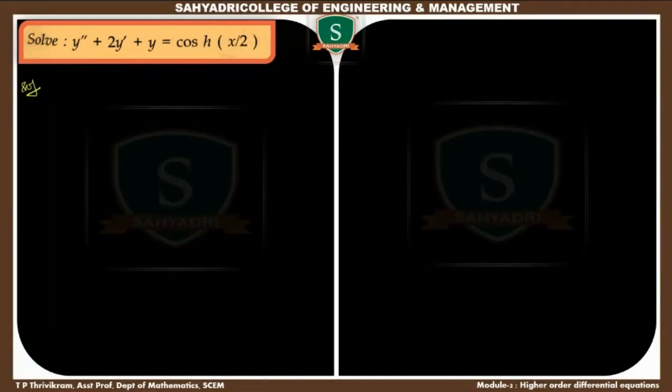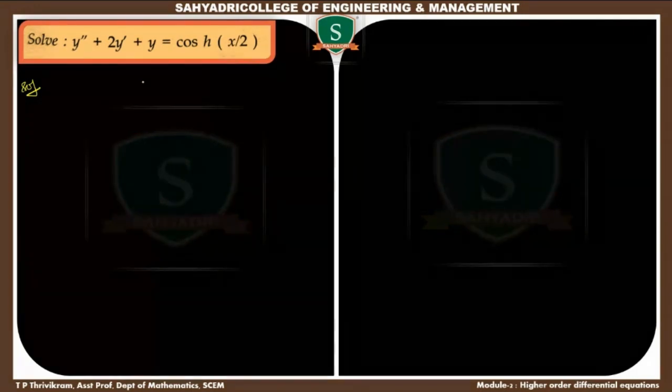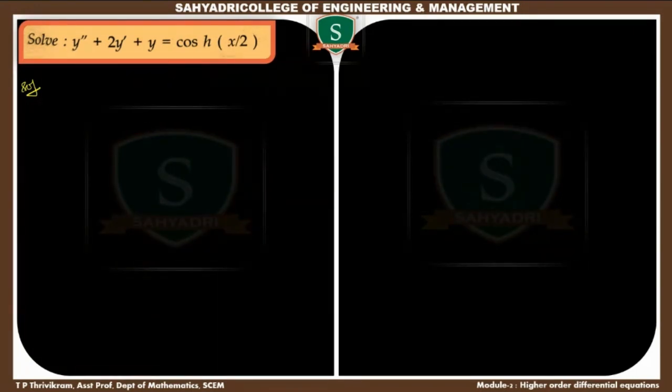So now again we have this one. Before going to that, on the right hand side we got a hyperbolic function, cos hyperbolic function. The definition of cos hyperbolic function is cosh of x equals e power x plus e power minus x by 2. Similarly, sine hyperbolic function sinh x equals e power x minus e power minus x by 2. So this definition we are going to use in this problem.